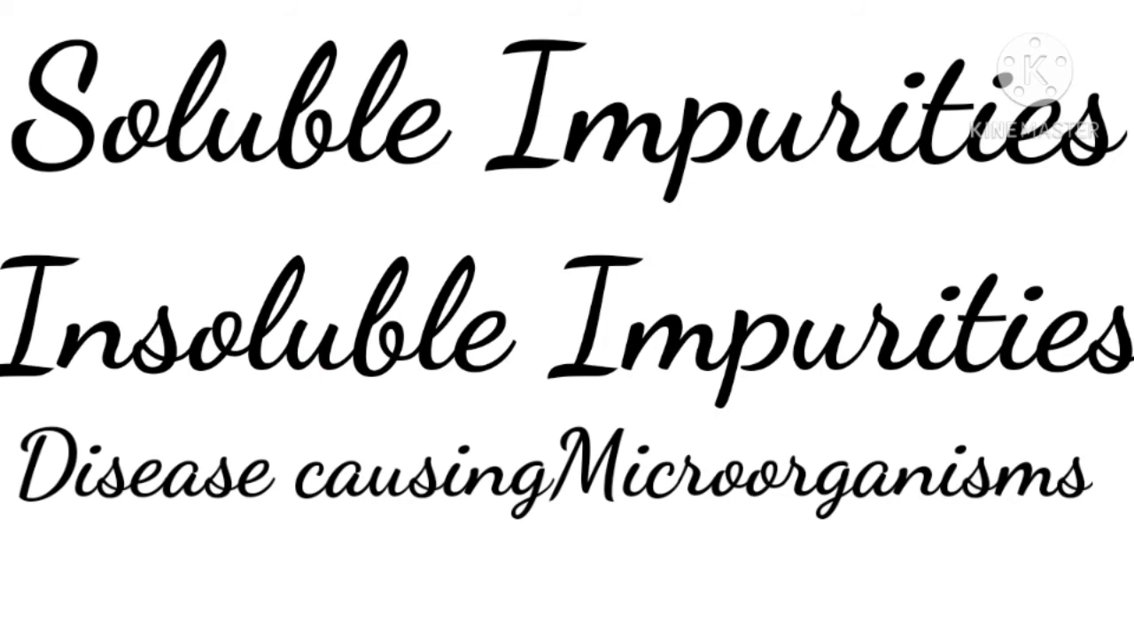Impurities in water. Rainwater is considered to be the purest form of water, but due to increase in air pollution, rainwater as well as water in rivers and wells is not pure anymore. It contains different types of impurities in it. The impurities are of 3 types: 1. Soluble impurities. 2. Insoluble impurities. And disease-causing organisms.